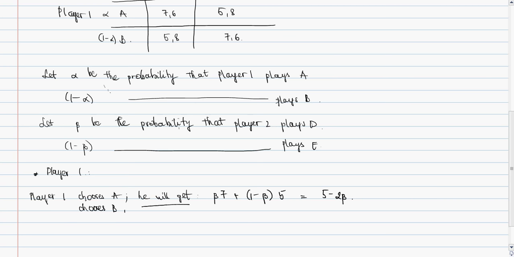Okay, so if player 1 chooses B, he will get, so there will be a probability of beta where player 2 will be playing D and player 1 will get 5. So that is beta multiplied by 5 plus there will be a probability of 1 minus beta that player 2 will be playing E and player 1 will get 7. So this will give you 7 minus 2 beta.